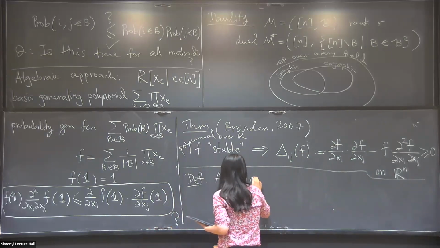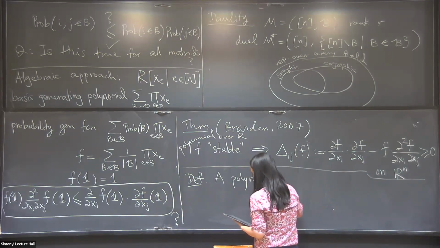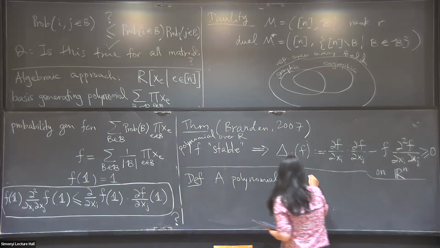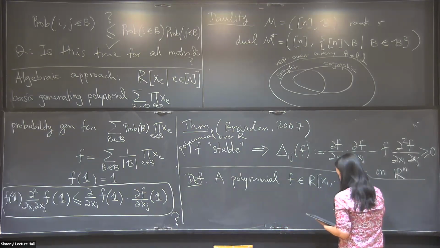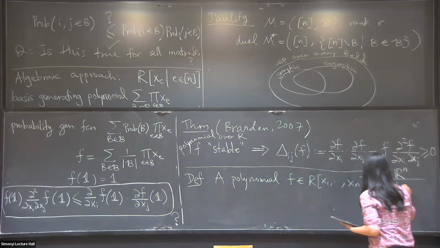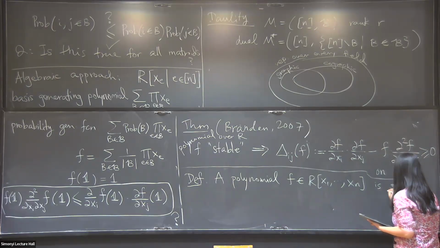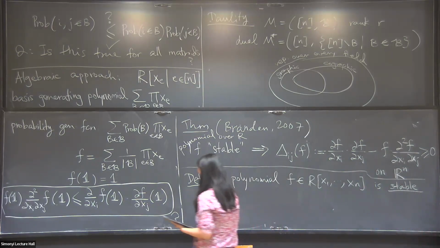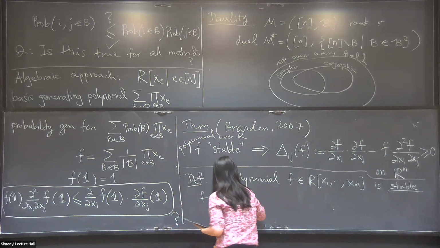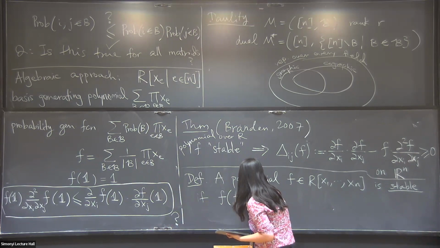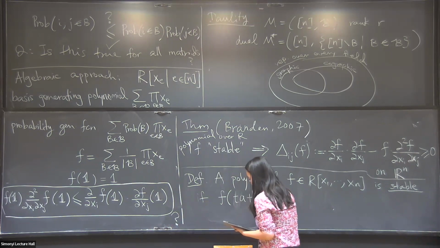So a polynomial with real coefficients is stable if I do a variable substitution and make it into a univariate polynomial.